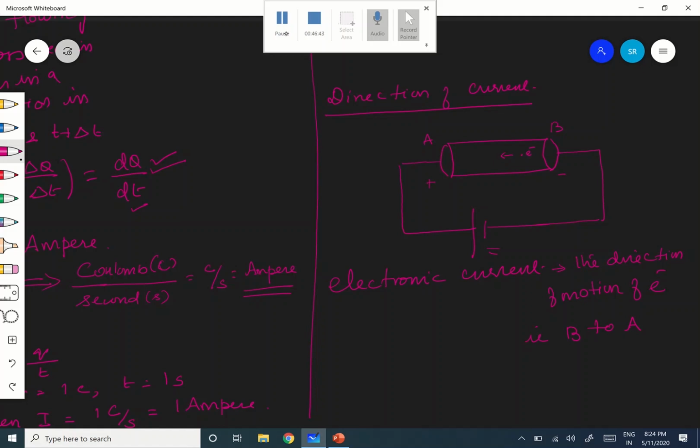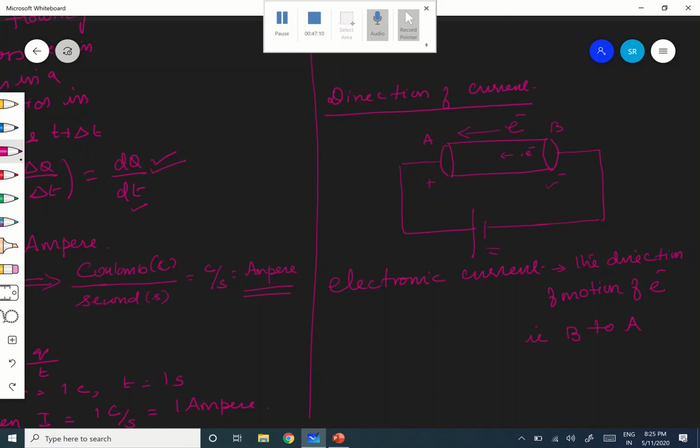From where? From lower potential to higher potential. B is at lower potential. Why? B is connected to negative, A is connected to positive. Therefore, electrons will be moving from B to A. Are you following? So that is the direction of electronic current. Therefore, electronic current is B to A.